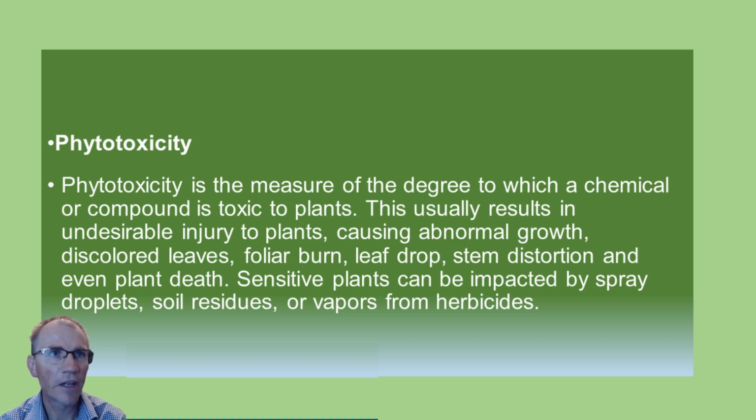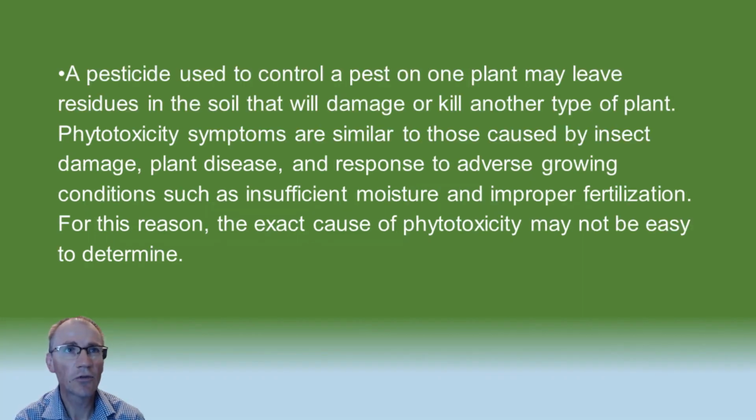Phytotoxicity is the measure of the degree to which a chemical or compound is toxic to plants. This usually results in undesirable injury to plants, causing abnormal growth, discolored leaves, foliar burn, leaf drop, stem distortion, and even plant death. Sensitive plants can be impacted by spray droplets, soil residues, or vapors from herbicides. A pesticide used to control a pest on one plant may leave residues in the soil that will damage or kill another type of plant.